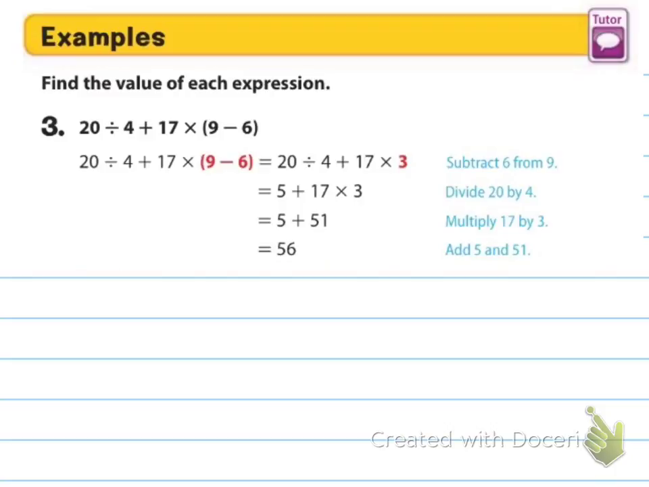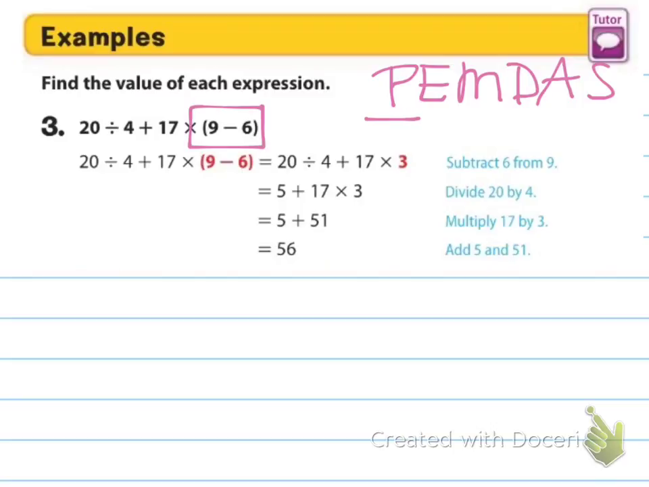All right, so here's example number 3. Find the value of each expression. 20 divided by 4 plus 17 times, in parentheses, 9 minus 6. So, of course, again, I'm going to write down Please Excuse My Dear Aunt Sally, PEMDAS, and go through it. The first thing I come to is my parentheses, so I'm going to take care of my parentheses first. 9 minus 6 is 3. And then I'm just going to drop everything else down.